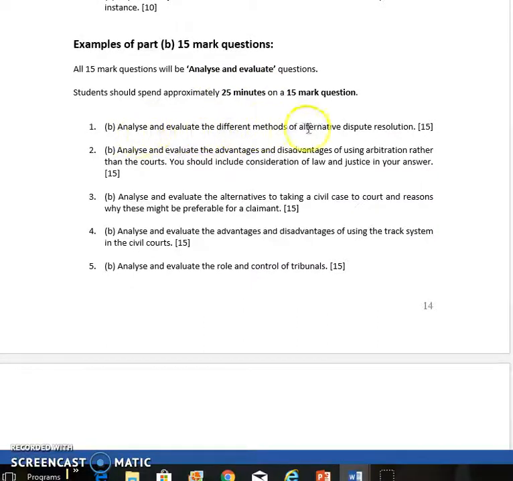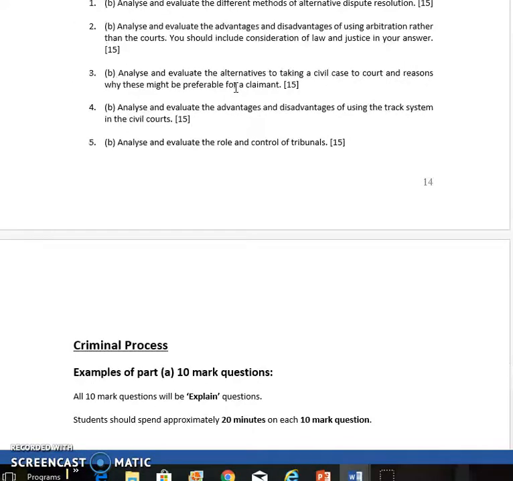Analyse and evaluate the different methods of ADR for that one. So for these analyse and evaluate, you're not just saying what the law is, you are evaluating whether it's good or bad. And that's why you're getting AO3 marks there.